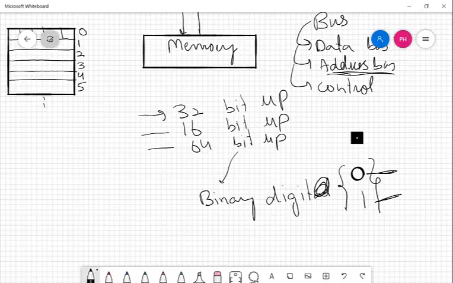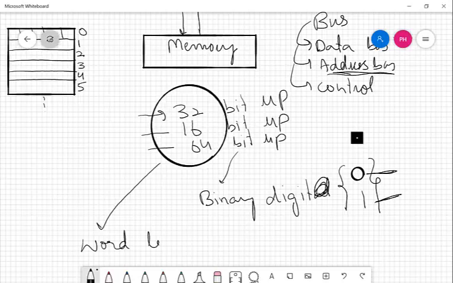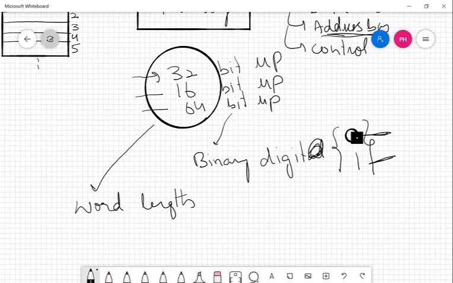So what do we understand by a 32-bit, a 16-bit, or 64-bit microprocessor? This is actually known as the word length of a microprocessor. It determines how many bits at once a microprocessor can recognize and process. How many bits of information can a microprocessor recognize and process?